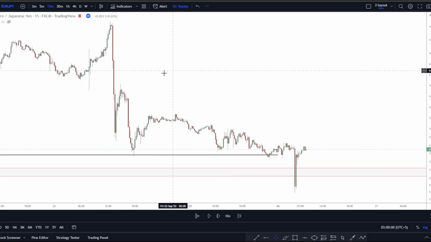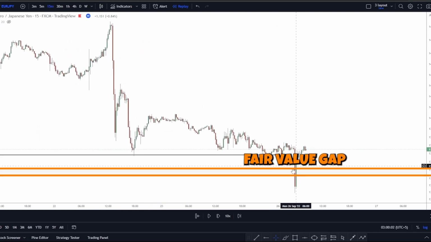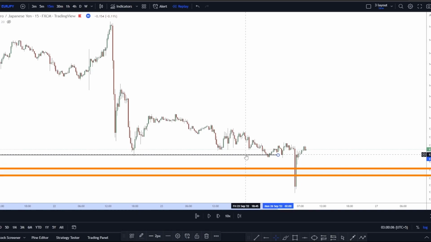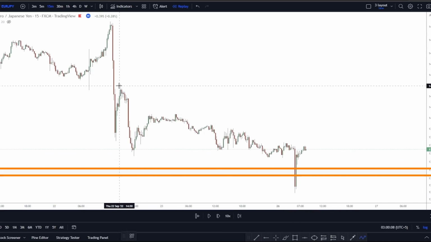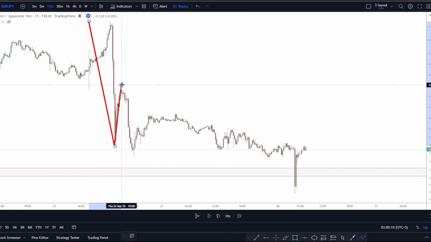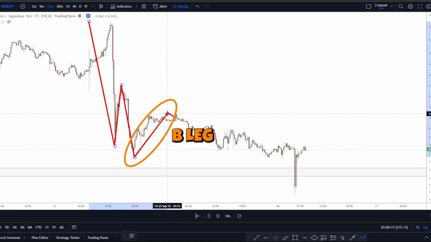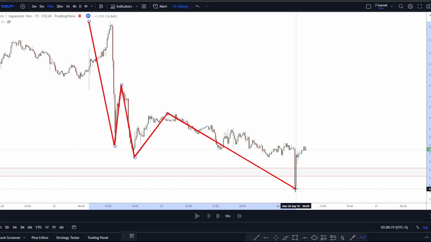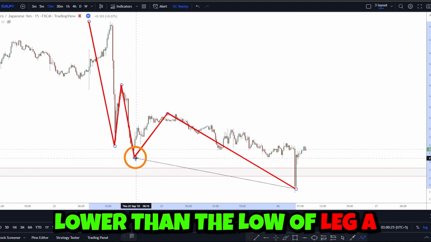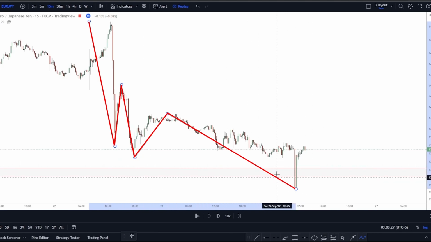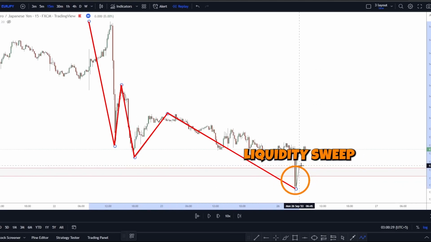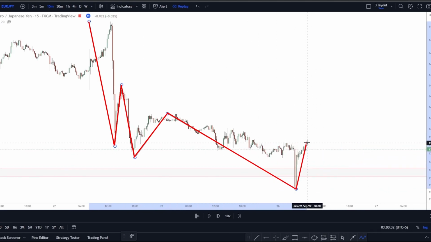And on the 15-minute time frame, we have this fair value gap area, and you can see that we have also made an ABC pattern. The market made a move. We have our A leg which developed here, then we have our B leg, and then after that, look how aggressively we came down. The market went lower than the low of leg A, liquidated a lot of positions right at this fair value gap area, and it came right back in.